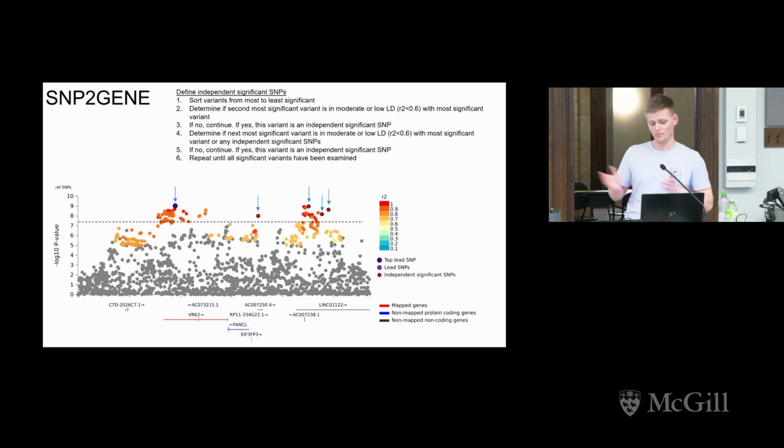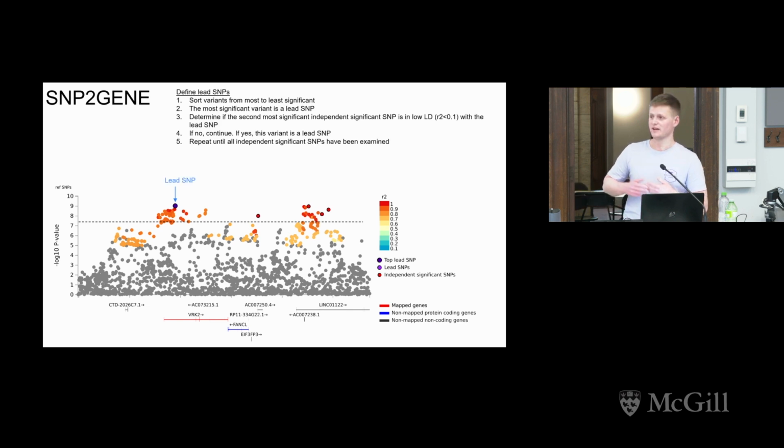Step 1 is to define the independent significant SNPs. It sorts all of the variants in each chromosome by significance, then takes the most significant SNP and checks which of the other significant SNPs are in low or moderate LD. If a SNP is in low LD with the SNP it took first, that new SNP becomes independent. You can see that with this small locus here: the ones below a threshold, where the default is an R² of 0.6, are independently significant from each other. It does that repeatedly until all significant SNPs have been assessed.